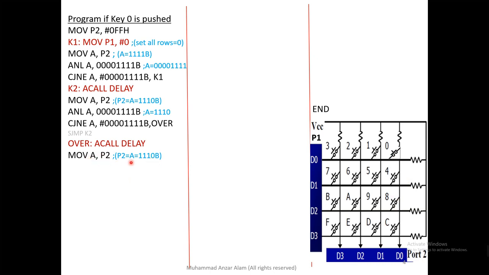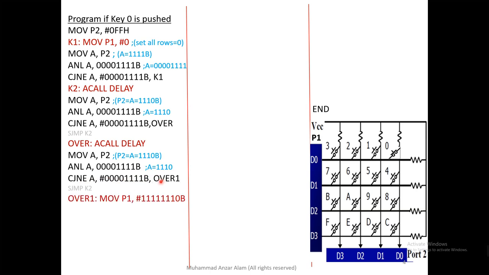So we will have accumulator value after execution of this one. Port 2 will still have 0 1 1 1 value, and now performing the AND logic. Again the same instruction, A is having 0, so if we perform AND logic with this one, the first bit will become 0. So finally the accumulator has value 0 1 1 1. Compare jump if not equal. Yes, the accumulator value and this value are not equal, so it has to jump to over one. Where is over one? The over one is here, so the program will jump from here to here directly.